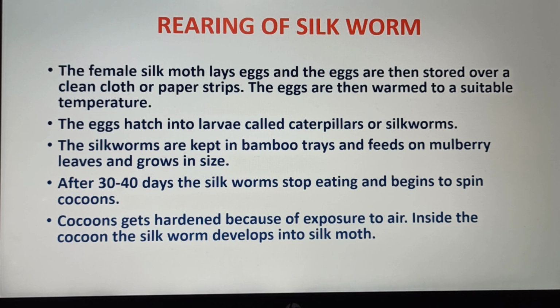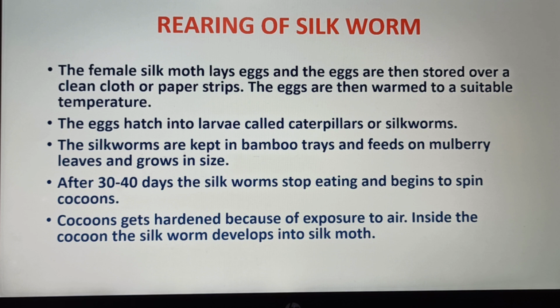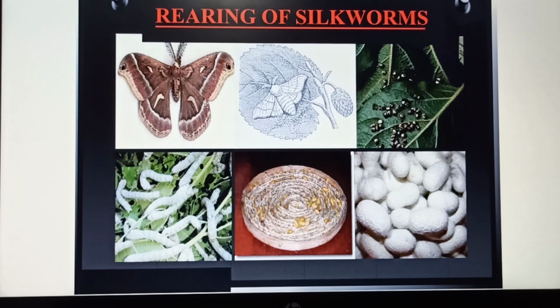In the rearing of silkworm, the female silk moth lays eggs and the eggs are then stored over a clean cloth or paper strip. The eggs are then warmed to a suitable temperature. The eggs hatch into larvae called caterpillars or silkworms. The silkworms are kept in bamboo trays and fed on mulberry leaves and grow in size. After 30 to 40 days, the silkworm stops eating and begins to spin cocoons. Cocoons get hardened because of exposure to air. Inside the cocoon, the silkworm develops into a silk moth. This is a picture showing the rearing of silk moth.